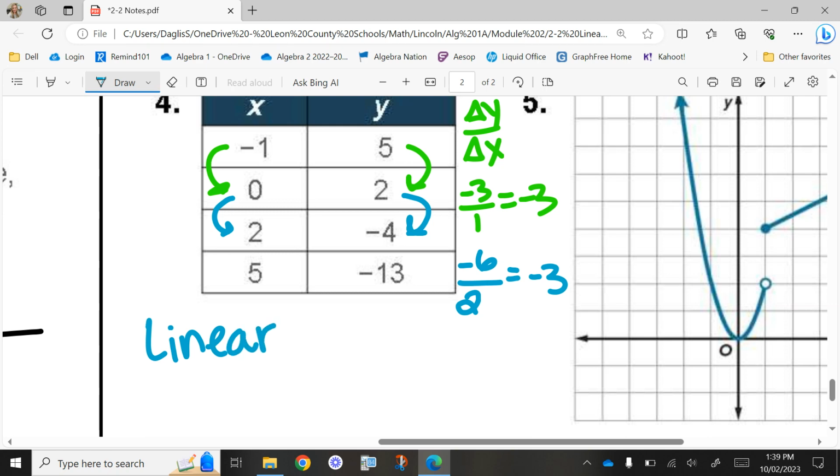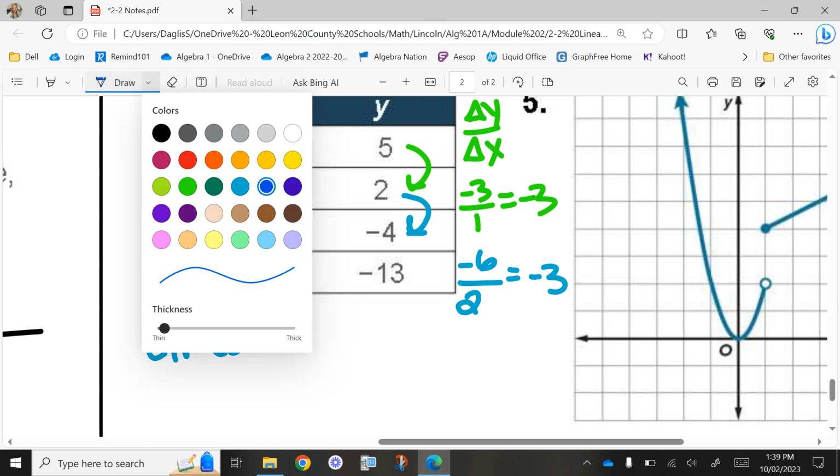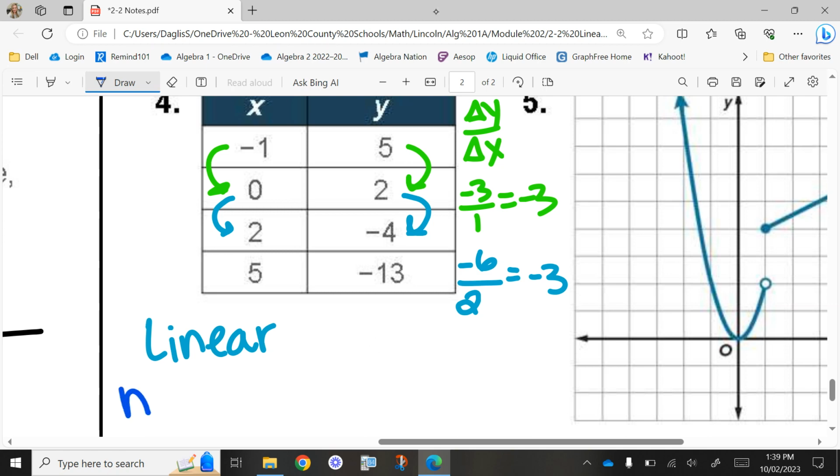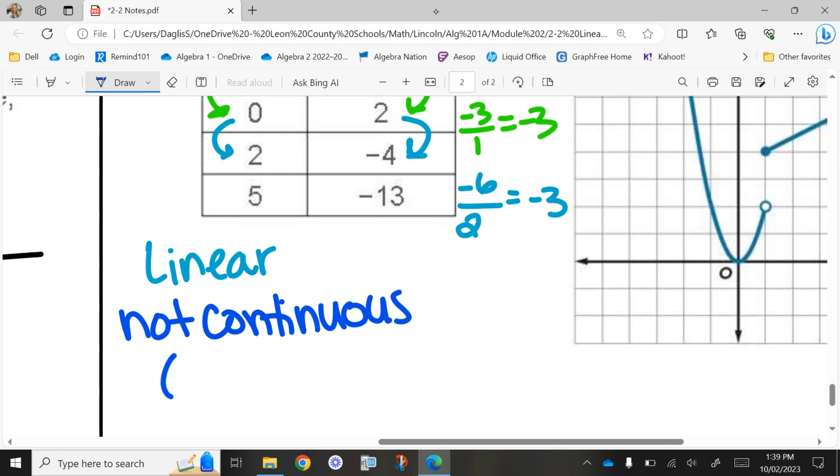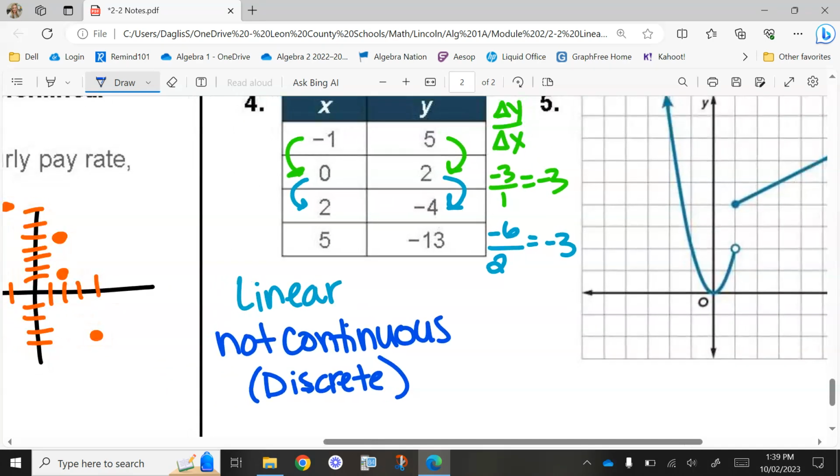Yeah, that is correct. It is not continuous. This one is not continuous. How come? Yeah, it's a bunch of different data points, right? So we could even call this discrete because they gave me dots. They gave me data values, so it is not continuous. It only gave me 4 pieces of information. That's all we could plot.